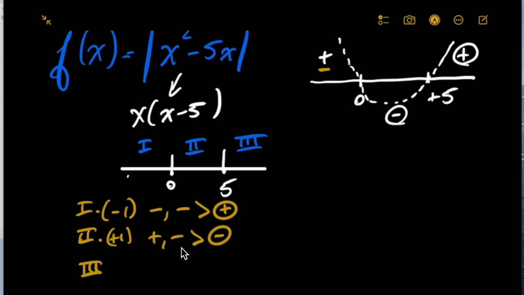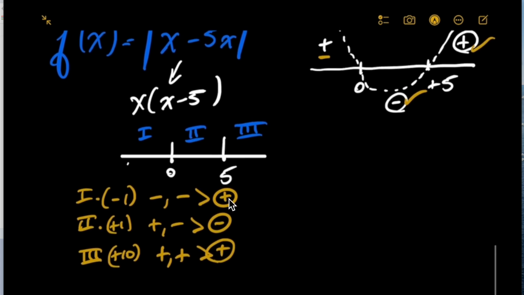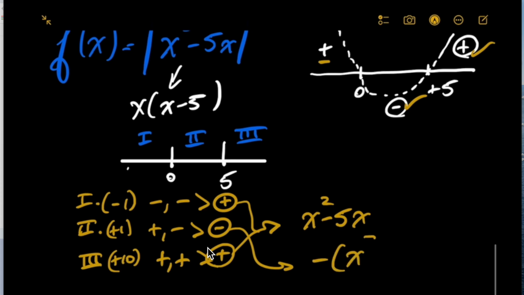Finally, in zone 3, let's choose +10. This is going to be positive, that's going to be positive. The whole function will be positive, and we have a matching of our little graph. So for the positive portions, we're going to use exactly what we see. And for the negative portion, we're going to use the opposite of what we see.